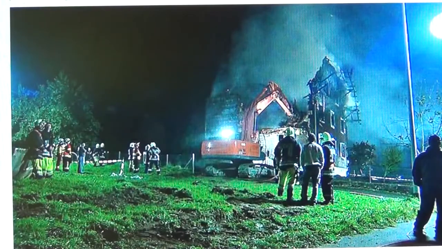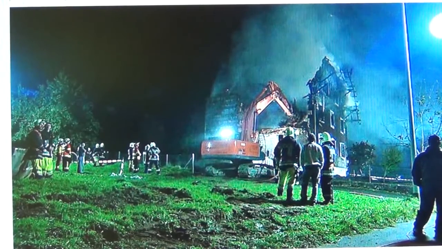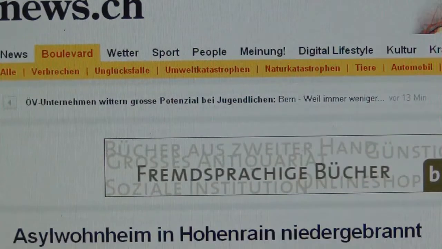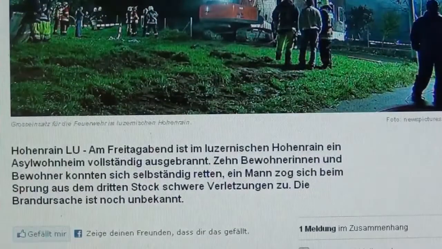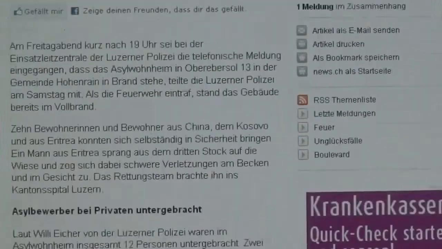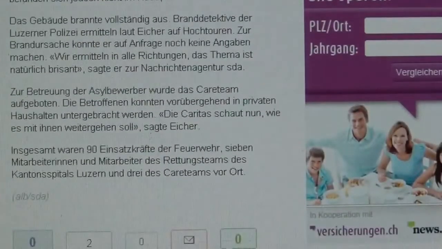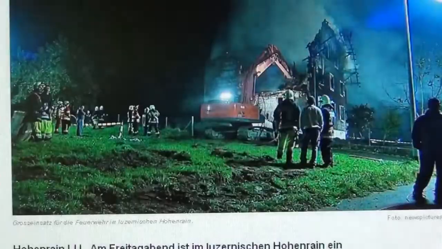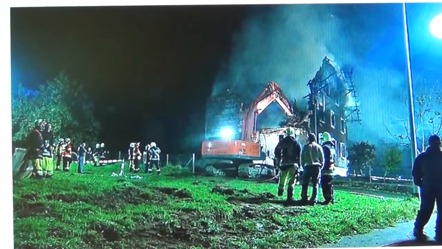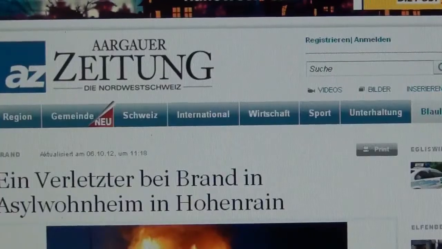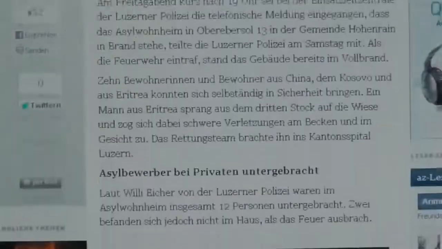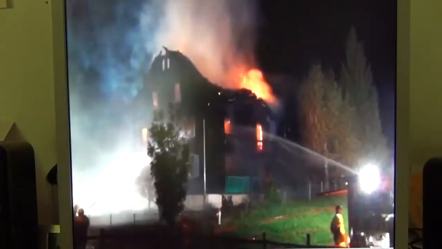And 2 months later, again, on October the 6th, 2012, in Hohenrain, Lucerne, Switzerland, another asylum seeker center burned down. And again, people got seriously injured. A guy had to jump from the 3rd floor. Here you can see the date when it happened. Yeah, we can all read it. Just push the pause button. And again, you know, it must have been the Oriental cooking. I'll show you how it burns. Here we can see how it's burning. Okay. Well, here we can see it burn again.